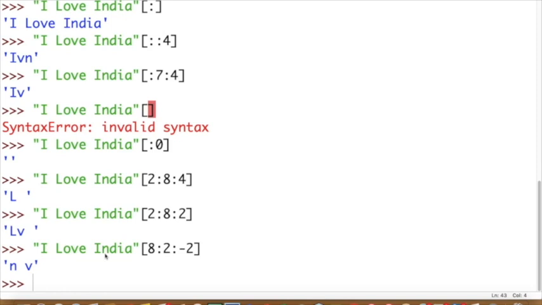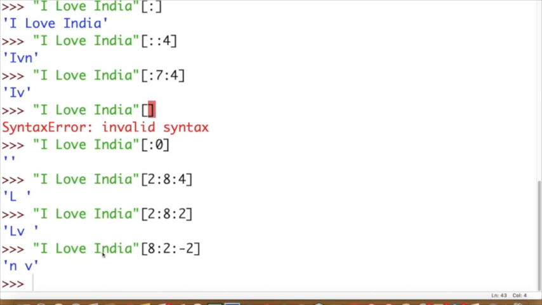We have to go up to 2, which is the end index. So 2 is L. L is at position number 2. Since we are counting backwards, we have to take L plus 1, sorry, end plus 1, which is 3. So at 3, we have this O. So we have to go up to O. When we start from the backwards, we have to add 1 to the ending index. So this is 3, and we have to go up to O.